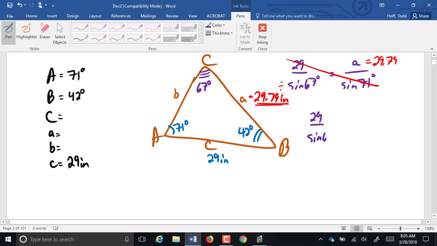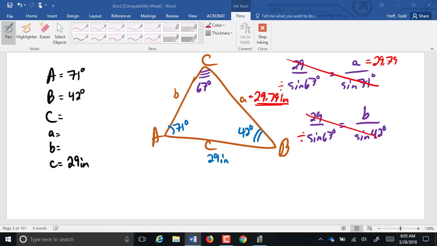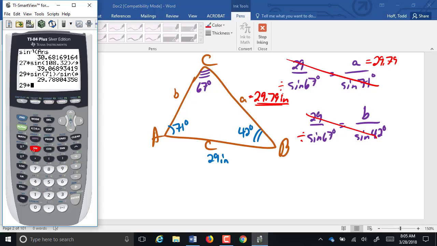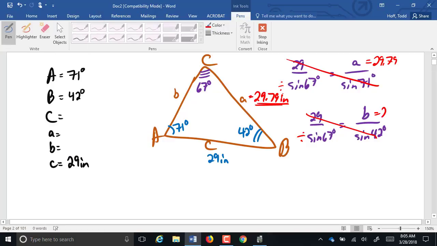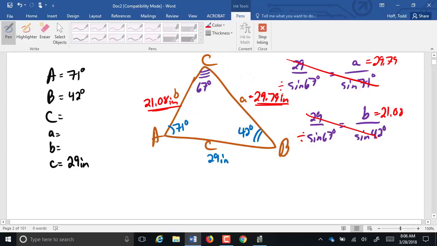29 over the sine of 67 degrees equals B over sine of 42 degrees. Cross multiply and divide. 29 times sine of 42, again, make sure we close those parentheses, divided by the sine of 67. 21.08 inches. So we've got all the missing pieces.